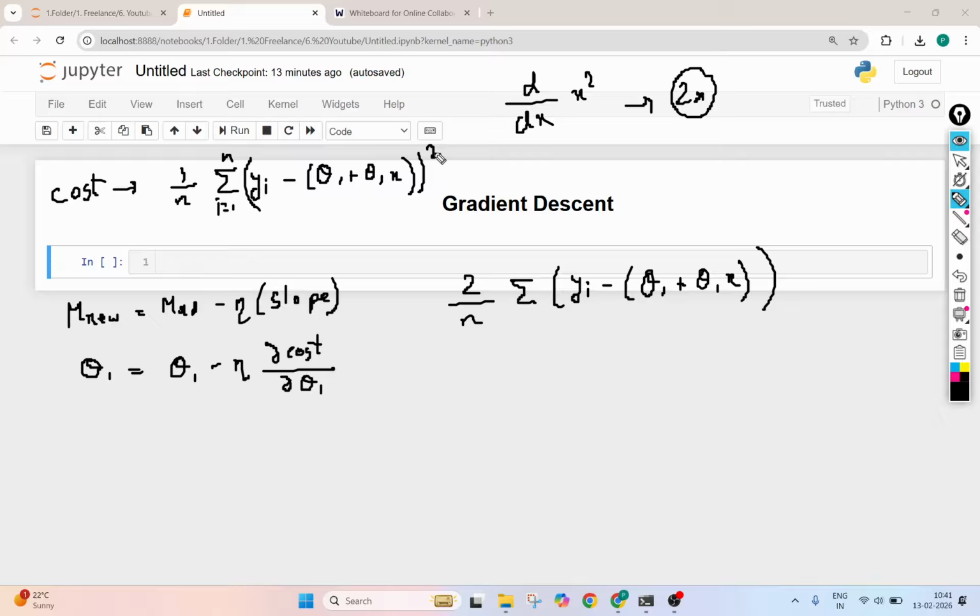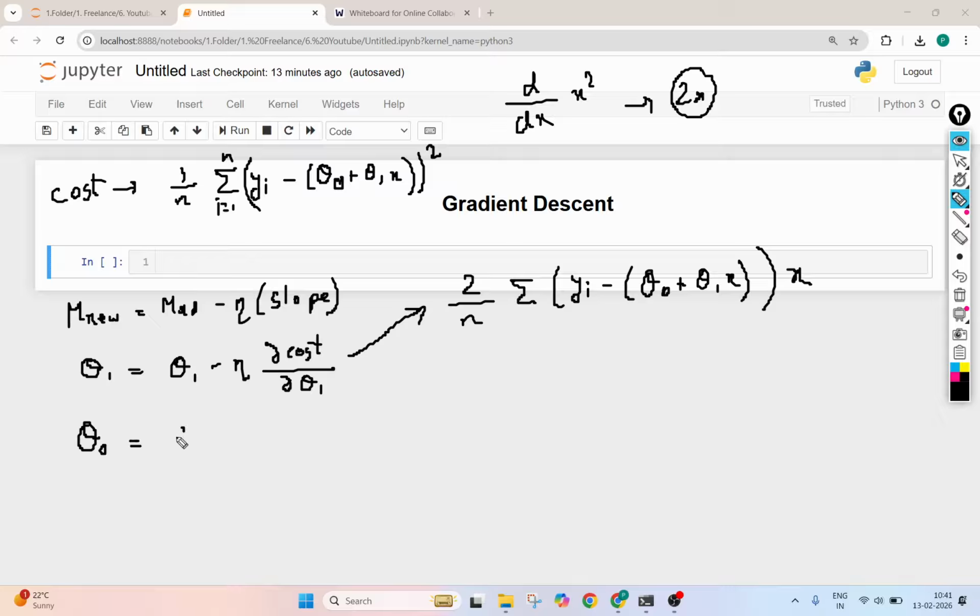Once we have differentiated this, we'll go with a chain reaction. So we'll see wherever we have this theta 1 term. This is our theta naught, by the way. So we have the theta 1 term over here, so we'll also multiply it with x. So this is nothing but our d cost d theta 1.